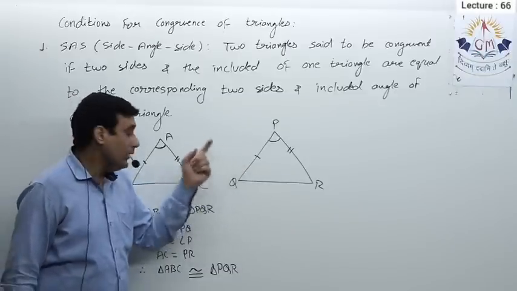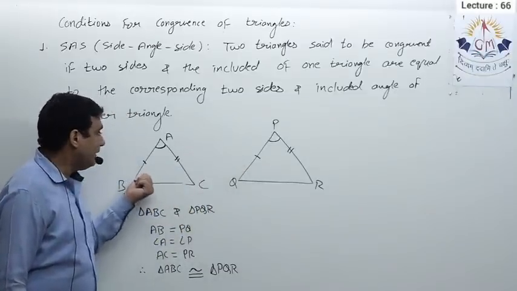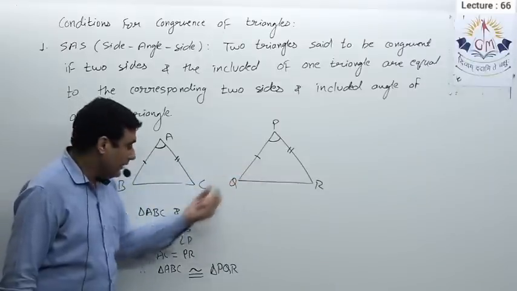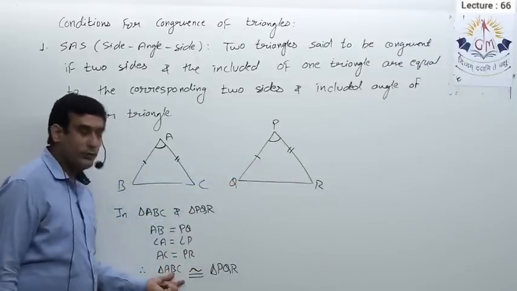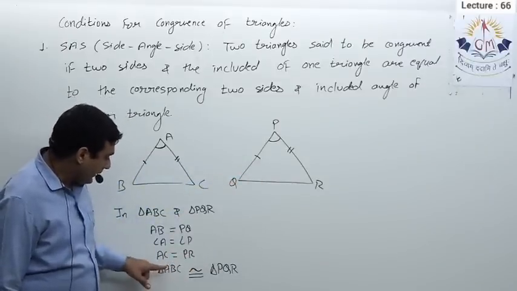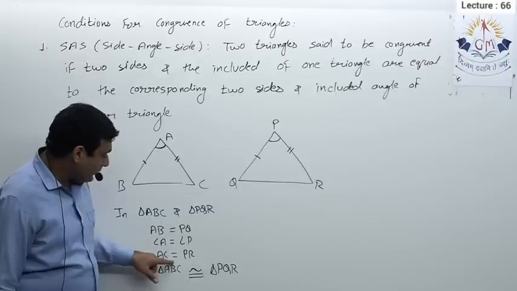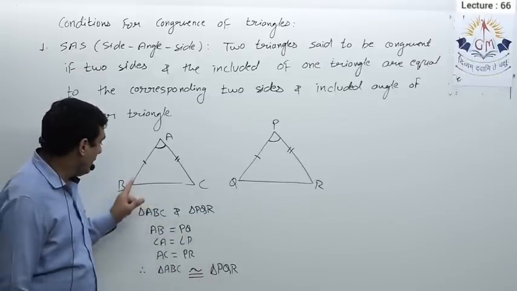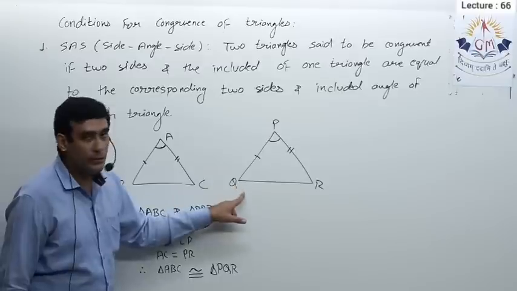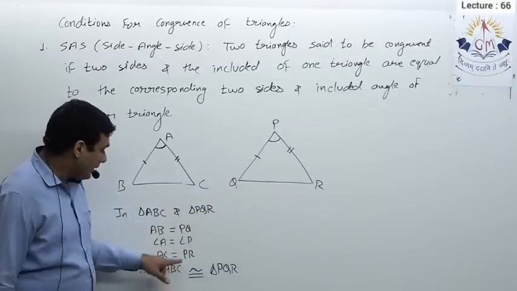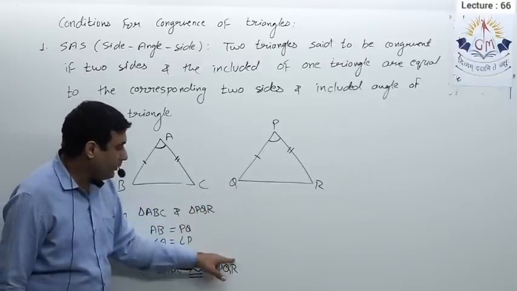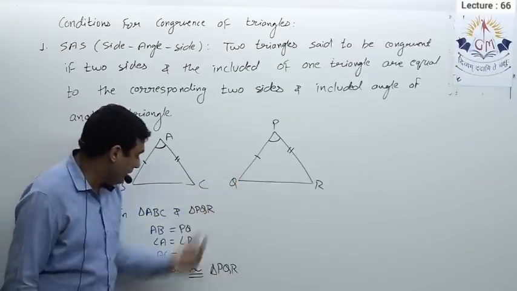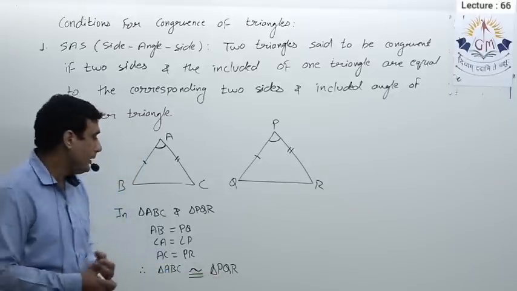Then how to determine which angle of this triangle will be equal to which angle of this? That we'll get with the help of this. Here this order is correct. So here at the second position letter B is there. Here at the second position letter Q is there. It means definitely angle B will be equal to angle Q, as well as definitely angle C will be equal to angle R and side BC will be equal to side QR.